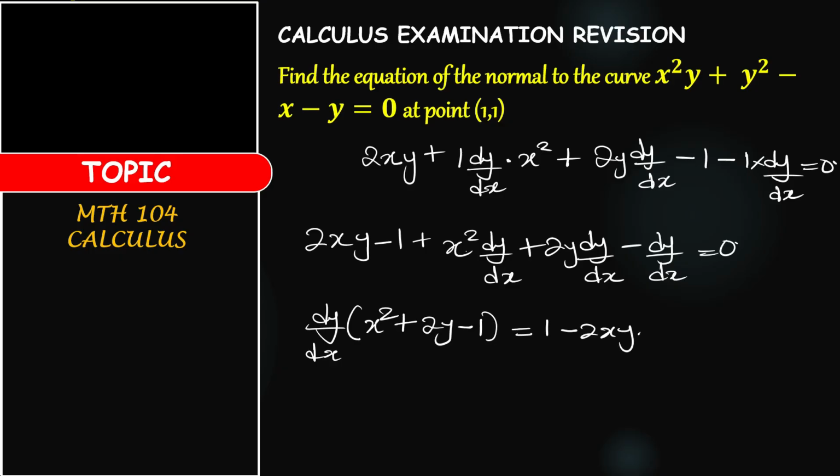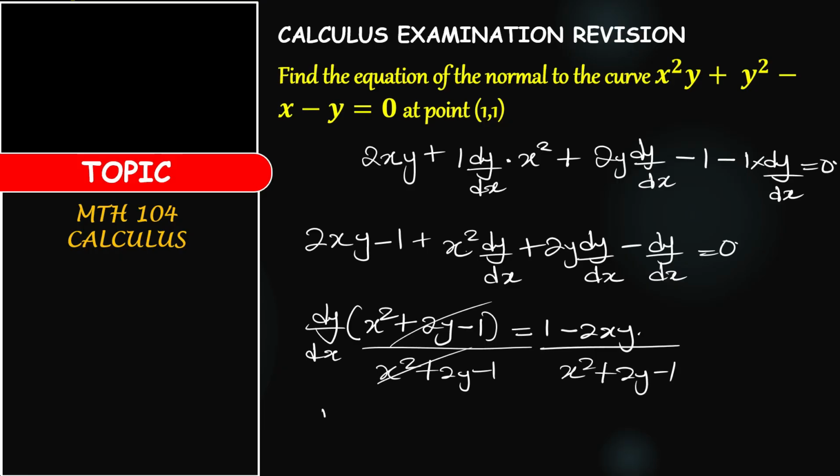Now divide both sides here by s squared plus 2y minus 1. This cancels this. Your dy dx is 1 minus 2xy divided by s squared plus 2y minus 1. Now they gave you the points: x is 1, y is 1. So put it into this equation.